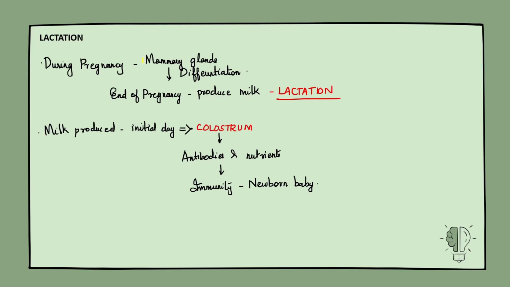So, during pregnancy, the mammary glands undergo differentiation to produce milk, and this process is called lactation. The milk produced in the initial days is called the colostrum. Colostrum contains several antibodies and nutrients, which helps to provide immunity to the newborn baby. All right. So, that's it for the session. This was part 7, where we've learned about embryonic development, parturition, and lactation. With this video, we've come to the end of the chapter Human Reproduction.